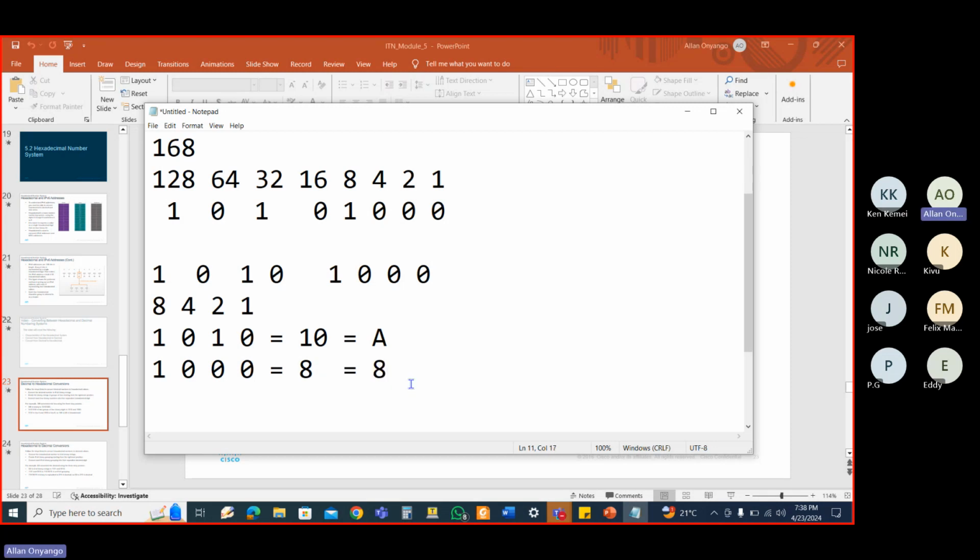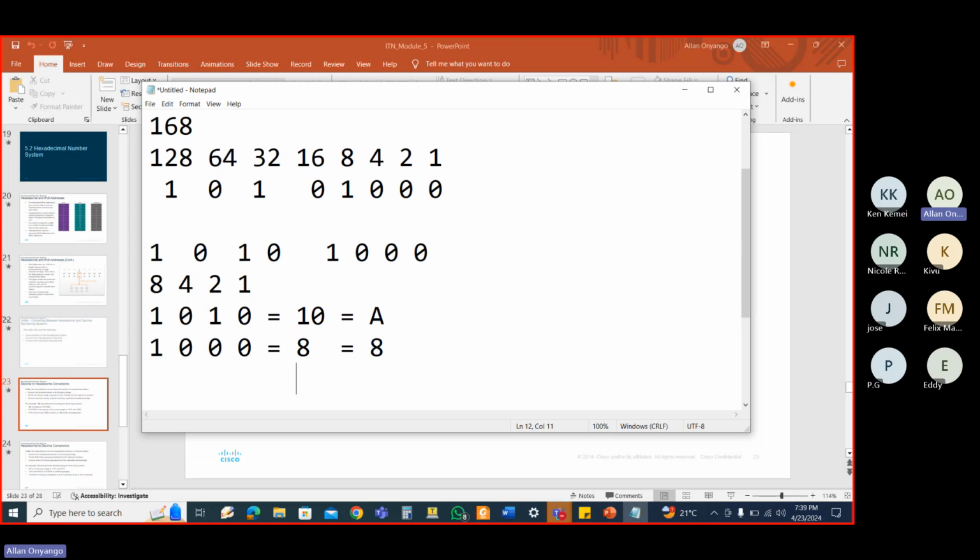So, ladies and gentlemen, your hexadecimal number, the last answer is very simple. The last number, hexadecimal of 168 is equal to A8.